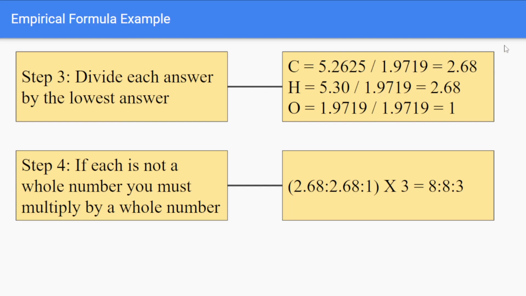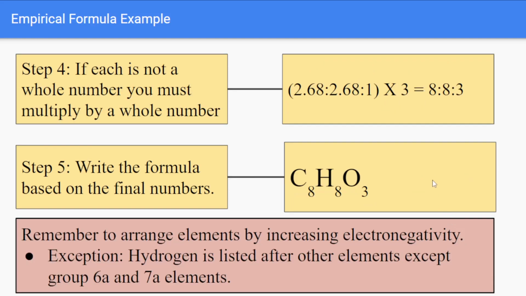If you're lucky, you get a whole number for each. We didn't, so we have to figure out how to get a whole number. And what you have to do is multiply by a whole number. So 6.28, if you multiply that by 3, you get 8. And obviously, if you multiply 1 by 3, you get 3. So then you write your formula. The ratio is 8, 8, 3, C8H8O3.